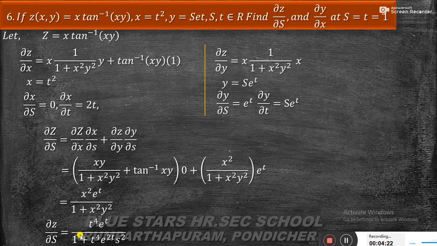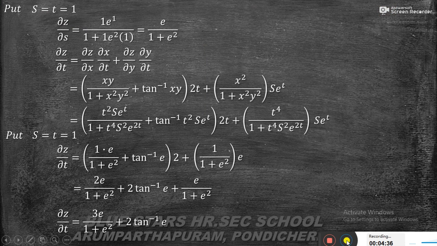∂z/∂s = t⁴eᵗ/(1 + t⁴e²ᵗs²) · s². This is ∂z/∂s. So next we calculate ∂z/∂t. So now I substitute s = t = 1.